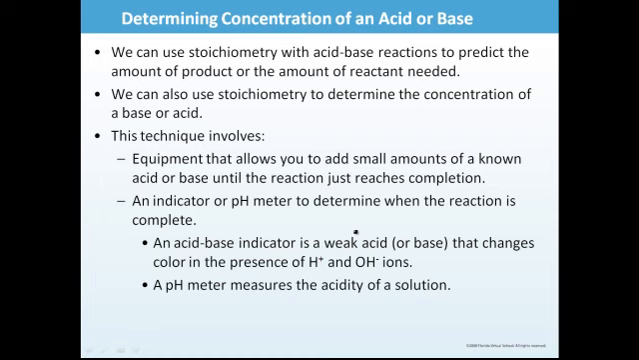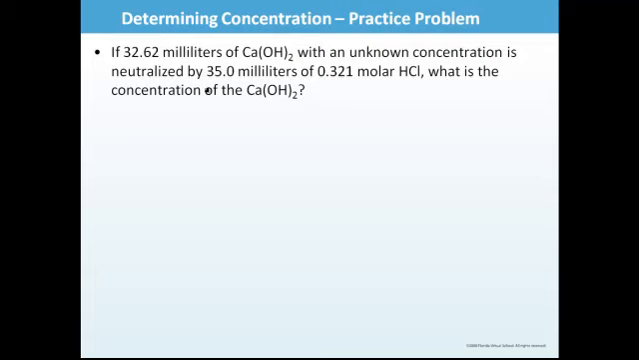And again, we get into both of those more in 7.03. But basically an indicator will change colors depending on if it's an acid or a base. And then the pH meter is just like any other type of meter. It will tell you an exact number for that pH value. And that's all in 7.03. So for right now, we're just going to focus on the first thing here, the math, the stoichiometry in determining the concentration in a neutralization reaction. So let's just jump right into an example.